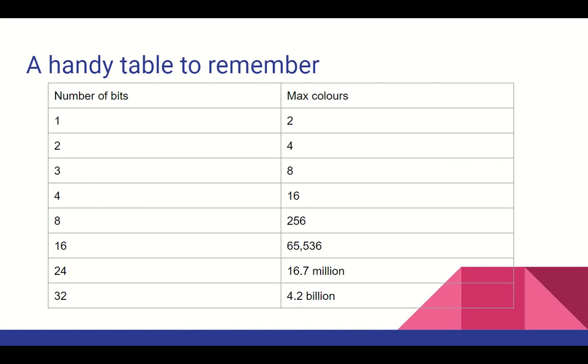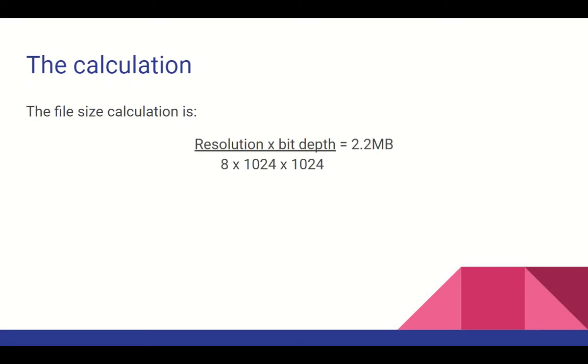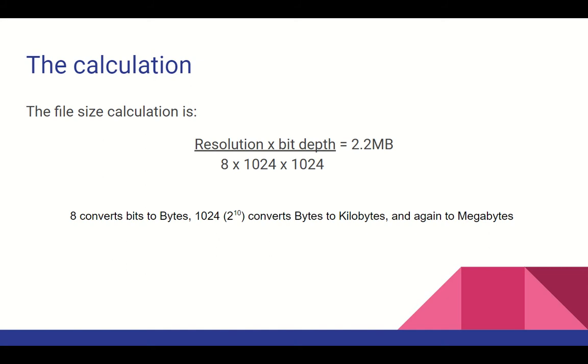Let's do the calculation. Again, you don't need to write this down, but you will need to know it. The calculation is really simple. To calculate the size of the file, it's the resolution times the bit depth, divided by 8 times 1024 times 1024. Let's explain the denominator first. Remember, we have to convert our bits to bytes. Why do we have to convert bits to bytes?